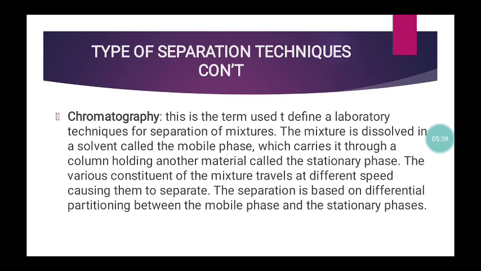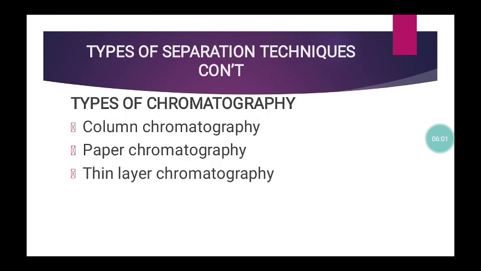Another very important type of separation is chromatography. Chroma means color. In this type of separation, the mixture is dissolved in a solvent. The solvent is called the mobile phase, which carries it through a column holding another material called the stationary phase. The various constituents of the mixture travel at different speeds, causing them to separate. The separation is based on differential partitioning between the mobile phase and the stationary phase.